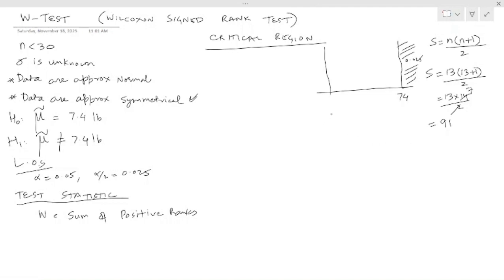Now the formula is sum equals left tail critical value plus right tail critical value. If we are interested in determining the left tail critical value, then it is simply the difference between the sum and the right tail critical value. So 91 take away 74. That's 17. So 17 is the lower bound.